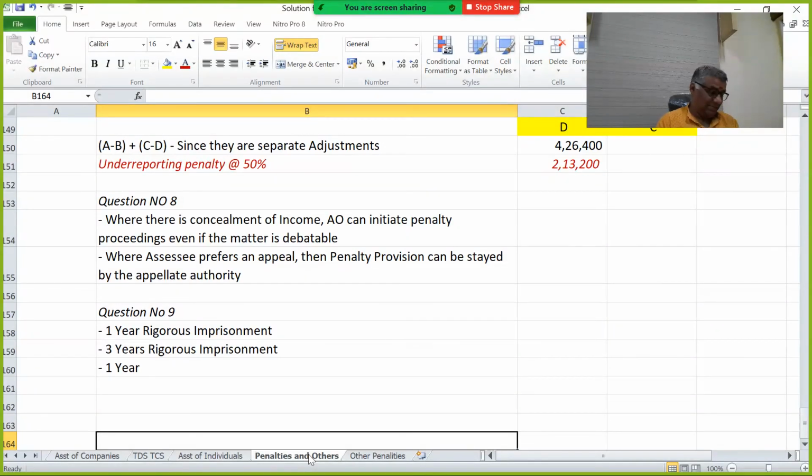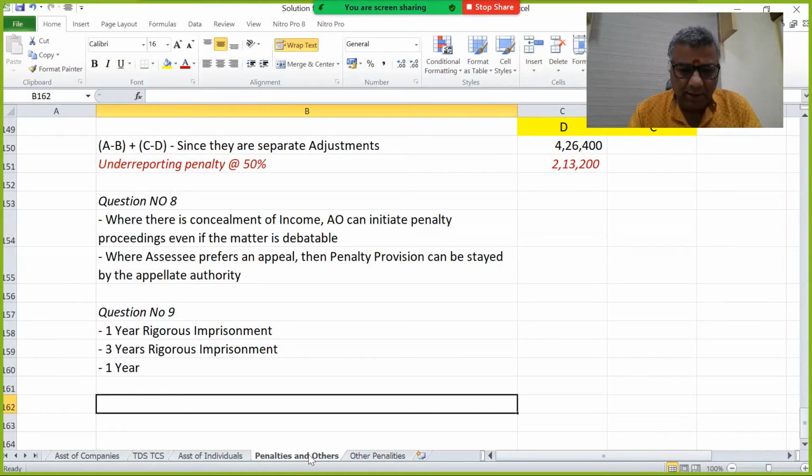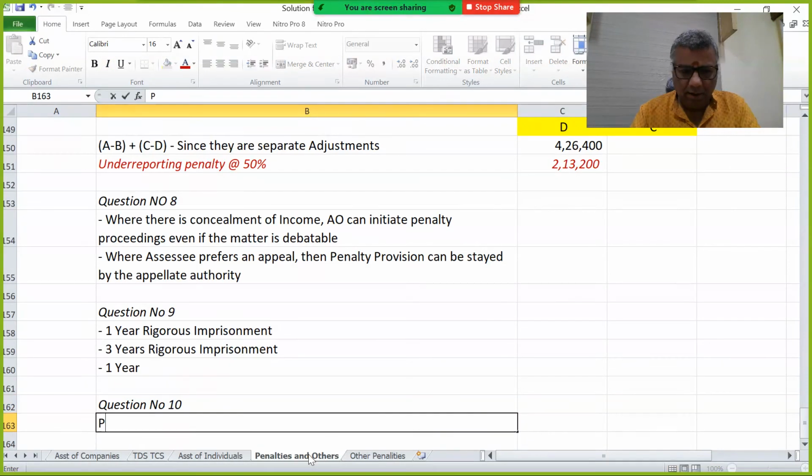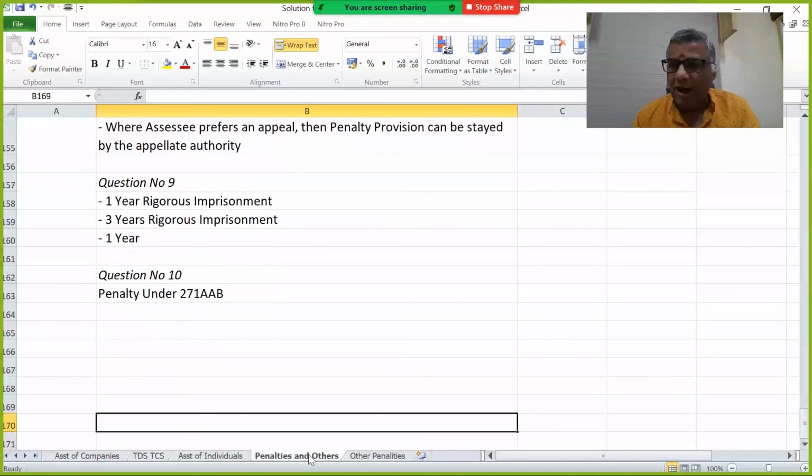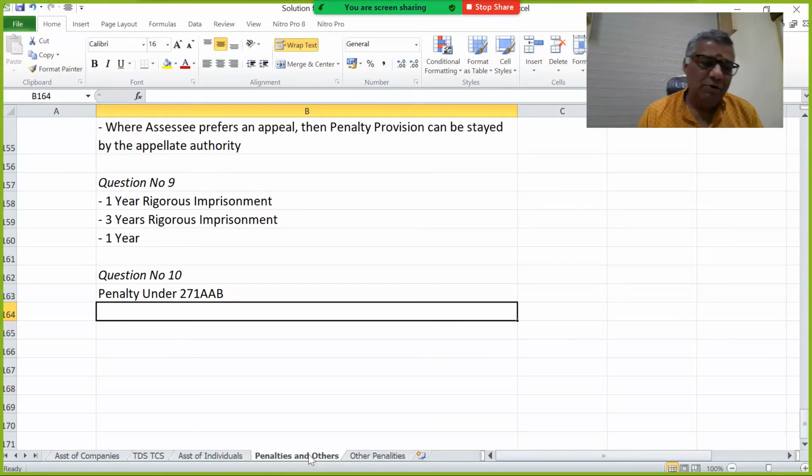I forgot the section number. I remember the quantum, 30%, and then 271AAB. Here we are talking about the penalty under 271AAB. In the raid cases, this penalty is applicable.